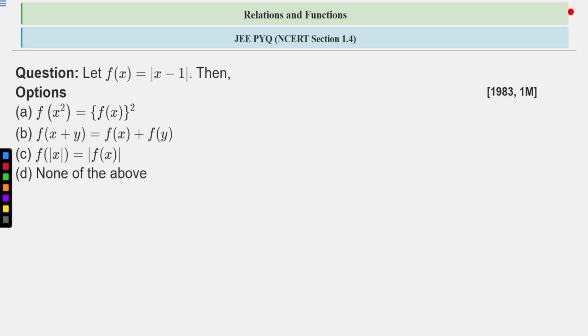This question says let f(x) equal to absolute value of x minus 1, then which option is correct? Option A is f of x square is equal to f of x whole square. Option B is f of x plus y is equal to f(x) plus f(y). Option C is f of mod x is equal to mod f(x), and option D, none of the above is correct. f(x) is given, so we can easily find these values: f of x plus y, f of x, f of y, f of mod x, mod of f(x). Clear? We can easily find.